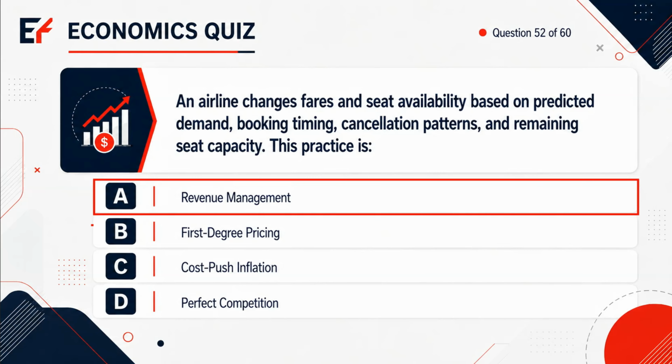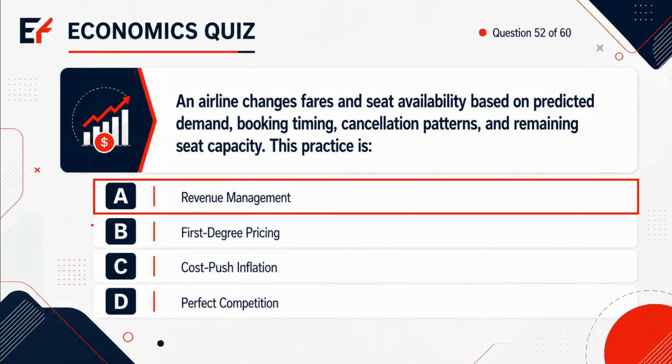Let's identify the strategy. Revenue management uses demand forecasts and capacity controls to increase revenue from limited capacity that cannot be stored for later use. In this case, airline seats are perishable because an unsold seat on a departing flight cannot be sold after takeoff. Therefore, the airline adjusts fares and seat availability according to expected demand, booking patterns, cancellations, and remaining capacity.